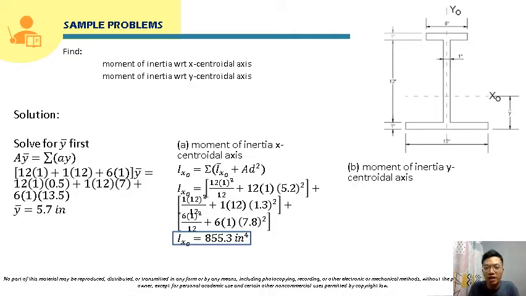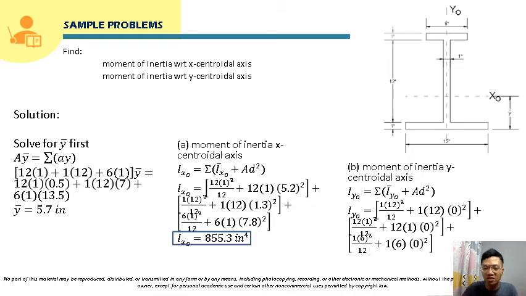Now, for letter B, that is the moment of inertia with respect to the y-centroidal axis. So our y-centroidal axis is here. Okay, so this is more simple, no? We actually don't need a transfer formula here because, as you can see, the centroid of each rectangle is located at the reference axis, which is the y-axis. So the distance D will just be 0.